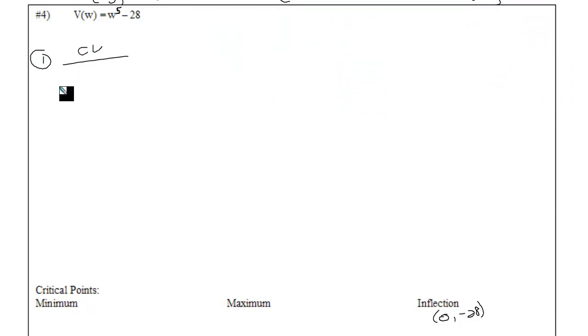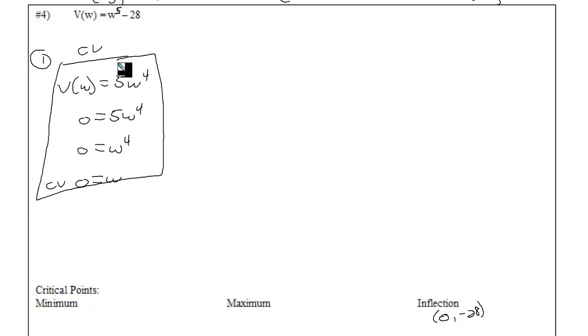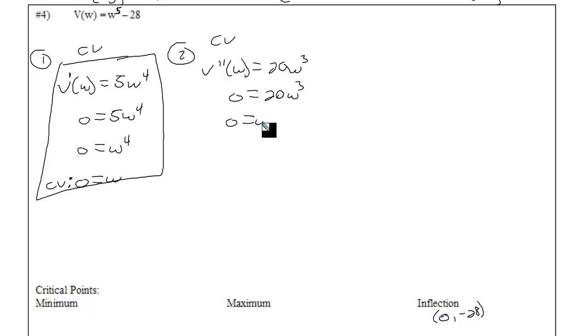Step 1, first derivative to find critical values. This first derivative is 5w to the fourth. Set it equal to 0. Do the fourth root to both sides, and you get plus or minus 0, which is ridiculous. It's just 0. Step 2, find more critical values by taking the second derivative. This should be v prime, pardon me. Take the second derivative. Guess what? You also get 0 for this.